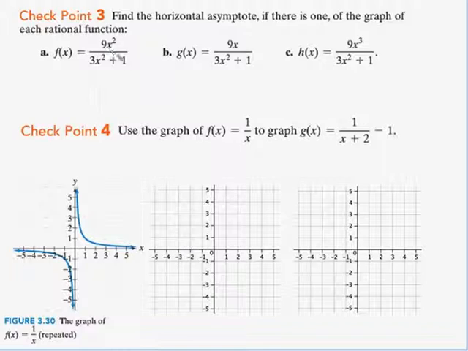All right, a few for you to try. Number 3, find the horizontal asymptote if there is one. Number 4, shift that graph. Very similar to the one we just did.